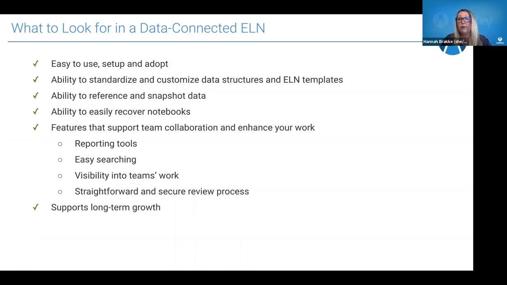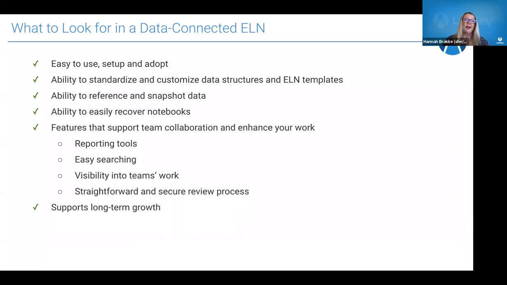Looking for features that really help support team collaboration and actually help you get work done rather than hindering it. You know, Bernie and I, both having come from laboratory backgrounds, have experienced this firsthand, where tools are introduced that slow things down and feel really burdensome without providing the benefits you need. So find an ELN that is going to help with reporting, making sure that you can easily find things in that data connected ELN.